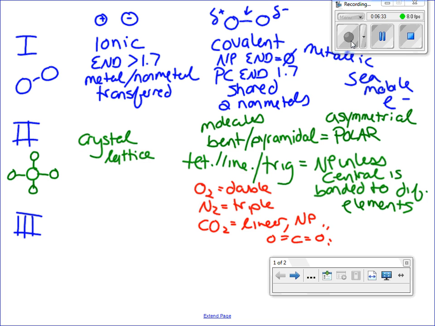Things get bent when they have lone pairs. This carbon has no lone pairs around it, okay? Make sure you draw those lone pairs in. Metallic shapes is a metallic structure, okay? It's a malleable crystal structure. There's no additional information there.